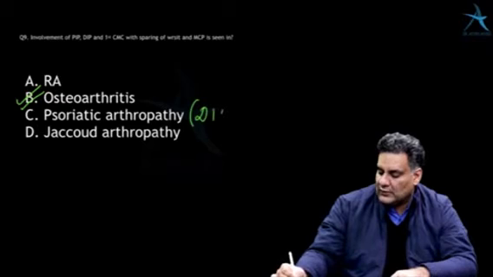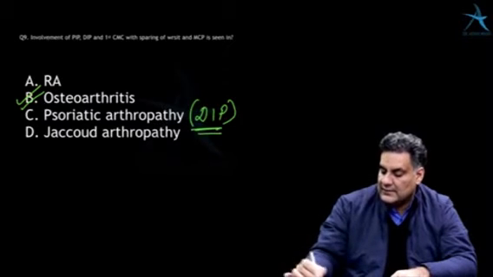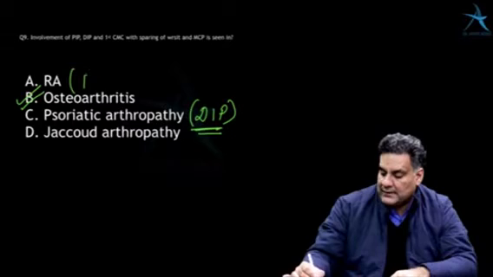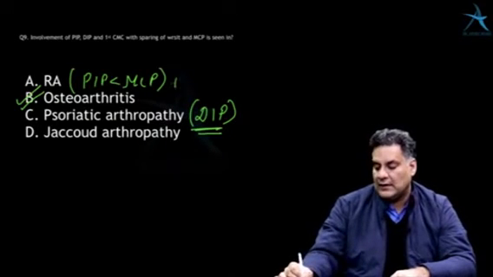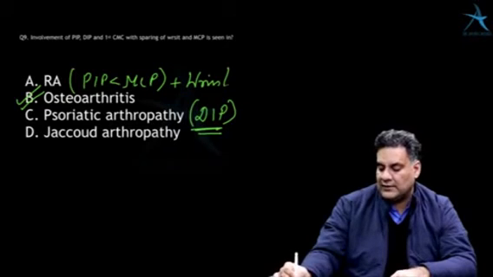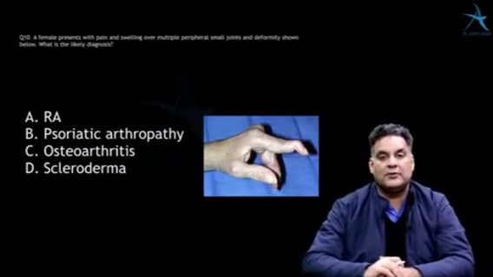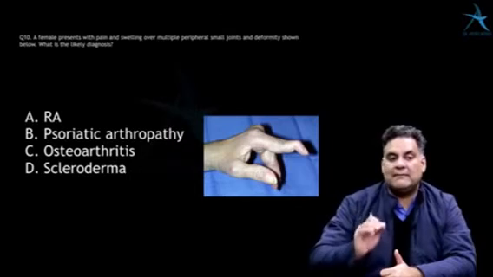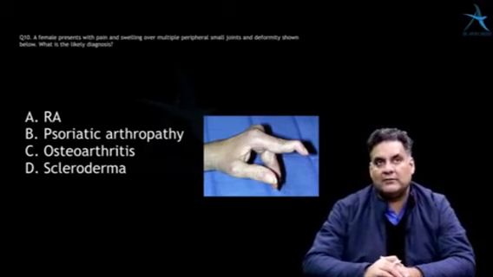Psoriasis will classically involve the distal interphalangeal joint, and RA will involve the PIP and MCP in this order, which is very, very important, along with the involvement of wrist joint. This is a classical example that should come to you. And look at what the same topic asks you, one more question.